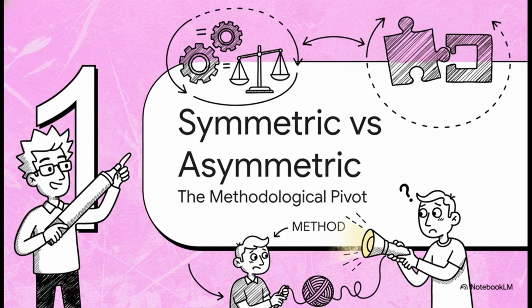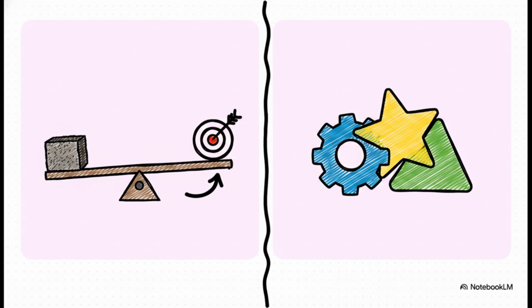Which brings us to symmetric versus asymmetric thinking and where the data analyst steps in. This is where the third character in our lab, the data analyst, steps in with a whiteboard marker to rescue our bewildered PhD student. To answer the supervisor's question, the student has to make a fundamental methodological pivot.